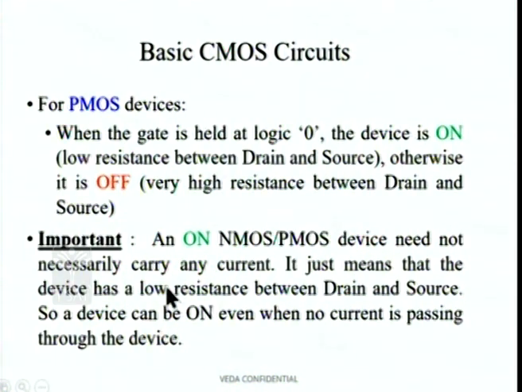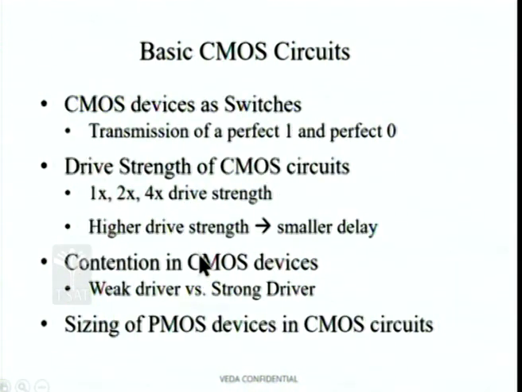For the PMOS devices, when the gate is held at a logic 0, that turns on the device, providing a low resistance between the drain and the source. Otherwise, that means when the gate is held at logic 1, the PMOS device is off. It is important to understand that an on device, either NMOS or PMOS, need not necessarily carry any current. It just means that the device has a low resistance between the drain and the source. Okay. Moving on, let's go now to look at the various aspects.